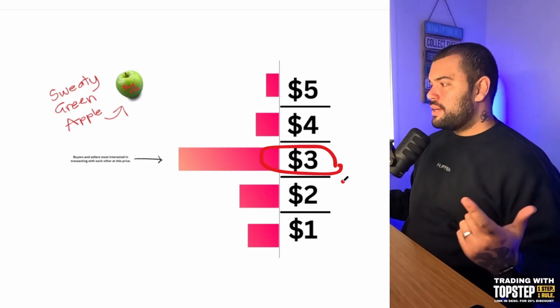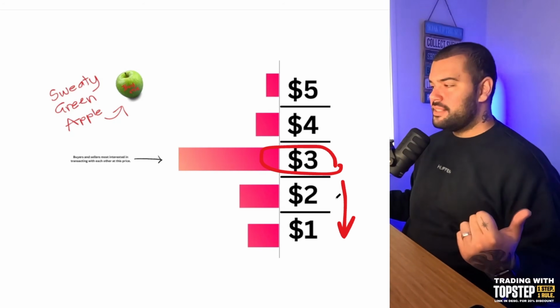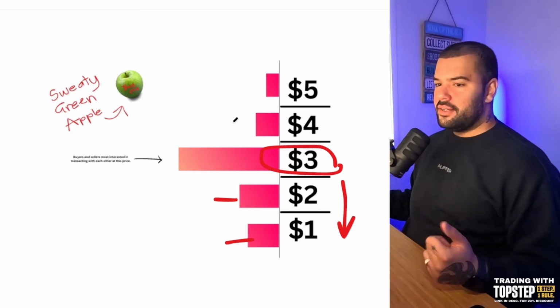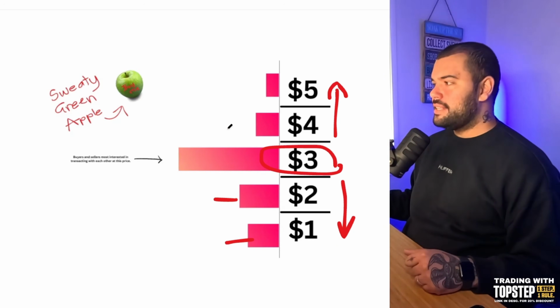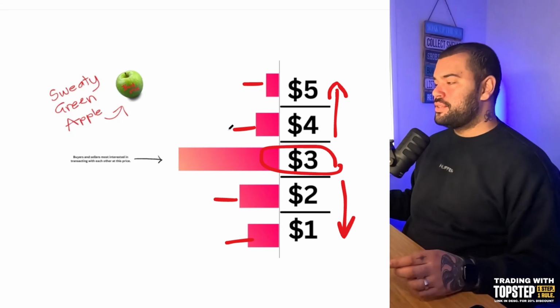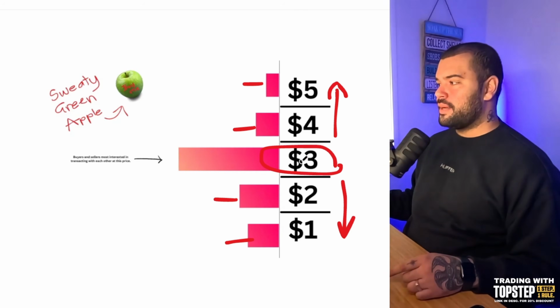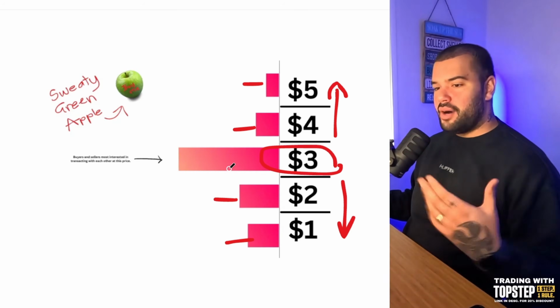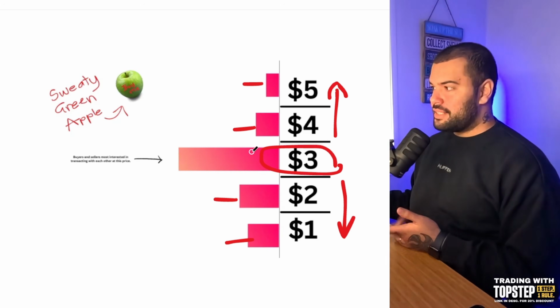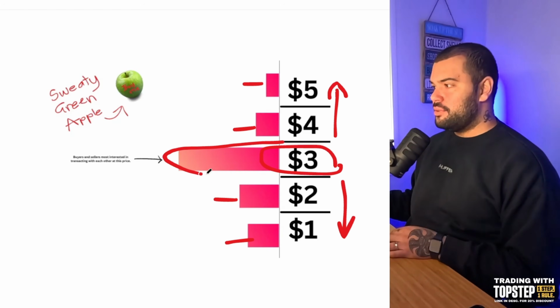However, below $3, interest starts to dwindle out. Sellers start to lose interest as indicated by lesser volume. And above $3, buyers start to lose interest as indicated by lesser volume as well. So we can logically conclude that if you're in the market for sweaty green apples, fair value for a green apple is $3. If we were in the market as a seller, there would be no shortage of demand to buy from us at $3. And if we were to seek to buy a green apple, there would be no shortage of supply at $3 either. Okay, so that's where the market has determined fair value is.